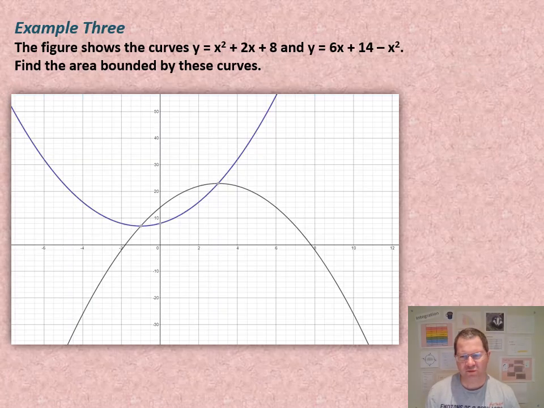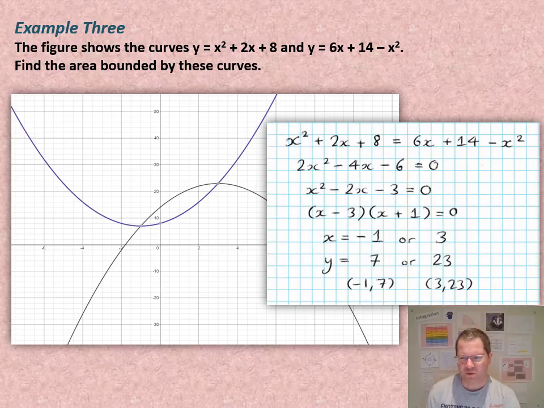And then finally, for example 3, we're looking at the area bounded by two curves. The figure shows the curves y equals x squared plus 2x plus 8 and y equals 6x plus 14 minus x squared. Find the area bounded by these curves. So the first thing we need to do is to work out what x values we're going to be integrating between, i.e. where do these curves intersect. So if we put them equal to each other, x squared plus 2x plus 8 equals 6x plus 14 minus x squared. We can move everything to one side so it equals 0, because it is a quadratic equation. 2x squared minus 4x minus 6 is 0. Divide everything by 2 and factorize. Gives us x minus 3 times x plus 1 is 0. So x is negative 1 or 3.